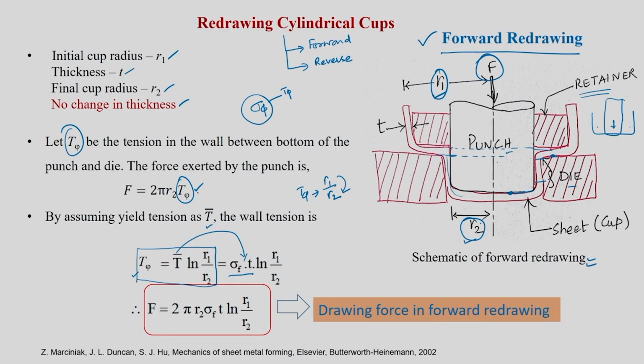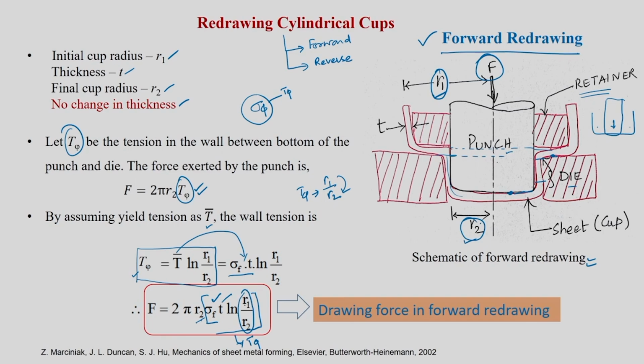This T phi can be substituted in this equation. So, F becomes 2 pi R2 into T phi, which is sigma f into t into ln of R1 by R2. This is nothing but my T phi. So, the drawing force in forward redrawing can be obtained by the simple expression 2 pi R2 sigma f t into ln of R1 by R2, where all are known: R2 is your new cup radius, sigma f is the only material property here, which is the flow strength of the material, and t is your sheet thickness, which is assumed constant, and R1 by R2 is nothing but the ratio. It tells how much the reduction is.